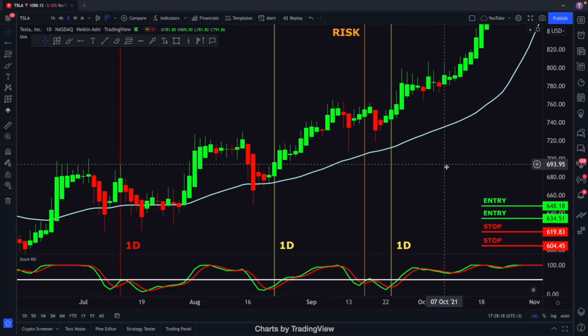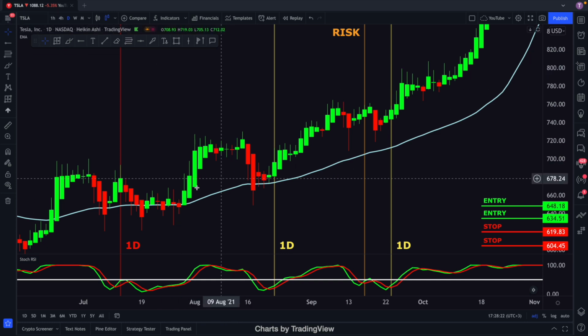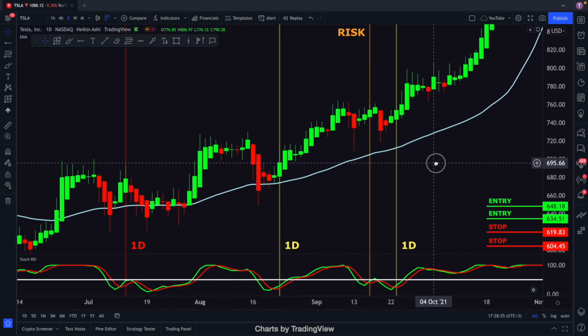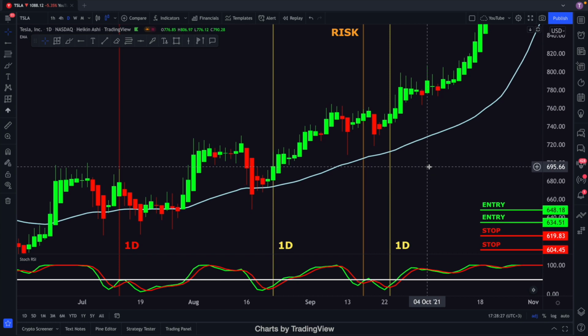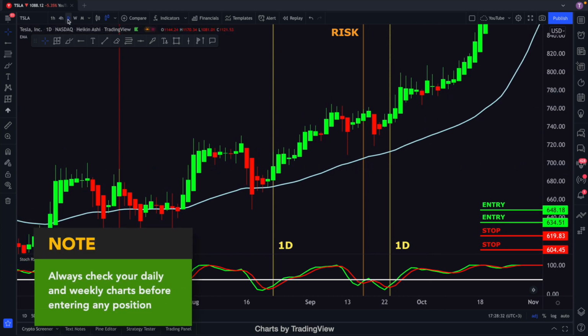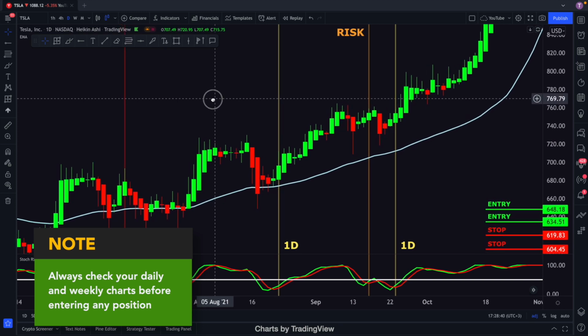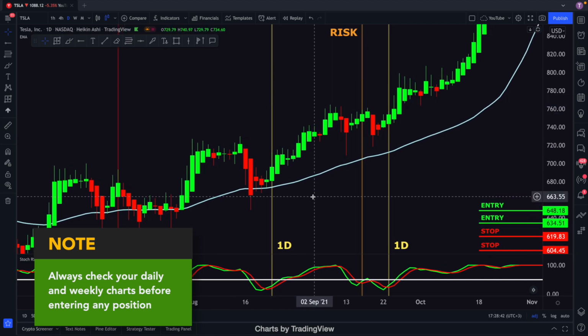Let's check out Tesla, one of the most popular stocks of the last year, and heaven for option traders like me. Okay, now, we are looking at a daily chart. When I trade stocks, the first thing I look for is weekly and daily charts before opening any position in any time frame. I need to get the feeling of the recent momentum.